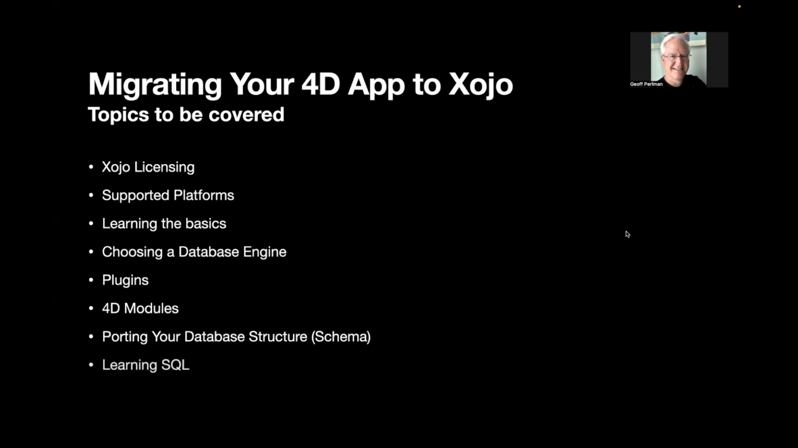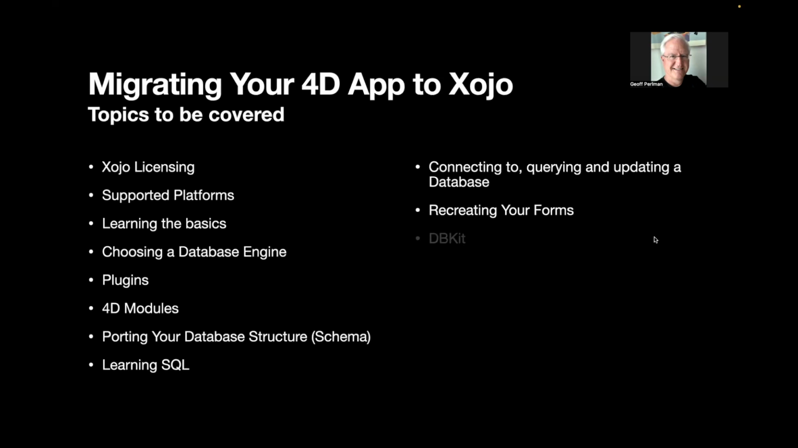We'll talk about that. Now, Xojo uses SQL for queries and such. So if you haven't been using SQL, you'll need to learn some SQL, and I'll talk a little bit about that. I'm going to show you how to connect to, query, and update in a database. I'm going to show some basic stuff just to give you an idea of what's involved. What do you do about recreating your 4D forms in Xojo? DB Kit, which is something that I've actually created myself, and it's something we provide that does the mapping of database columns to your UI to make things just easier, write less code. I'll give you a demonstration of that.